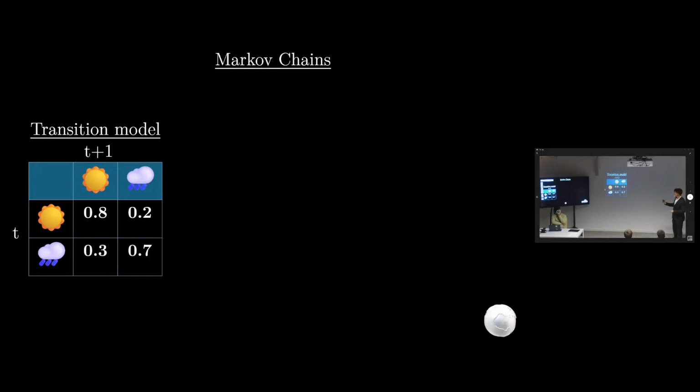And the transition model serves to say, for example, if today was a sunny day, then tomorrow I have 80% chance of being sunny and 20% chance of being rainy. While if today was a rainy day, then tomorrow I have 30% chance that it's sunny and 70% chance that it's raining. And to make a Markov chain, we rely on one big assumption that Markov assumed, which we call the Markov assumption.